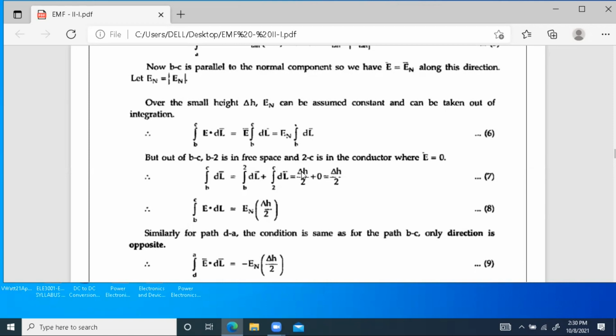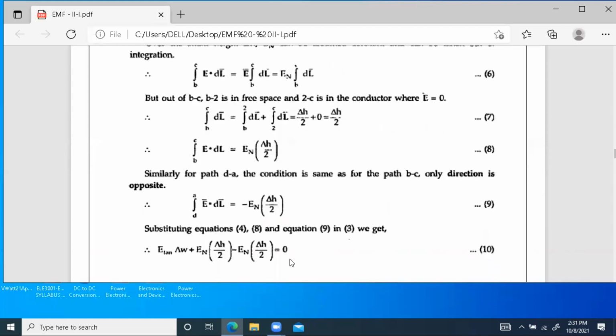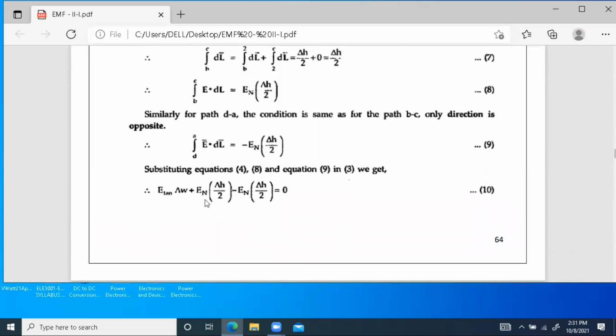And delta L is delta H over 2 outside of the conductor, because since E is 0 in the conductor, we can leave that out. So we're left with this. Right? So we end up with this. Similarly, on the other side, we end up with the same thing. This now becomes negative because we're going around the closed loop, so we're going in a different direction. So here, when we sum it all up, it becomes 0.